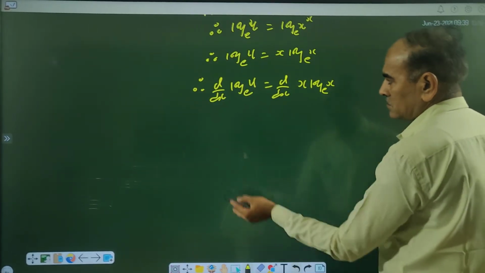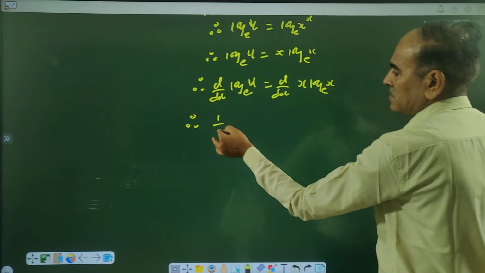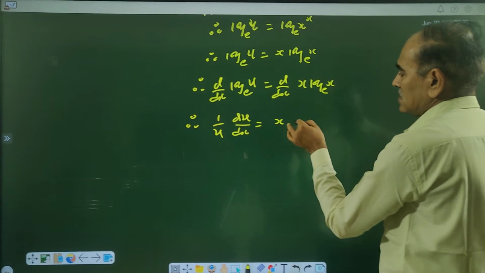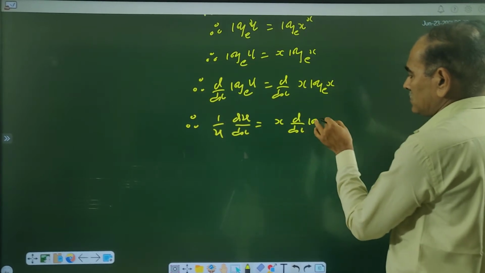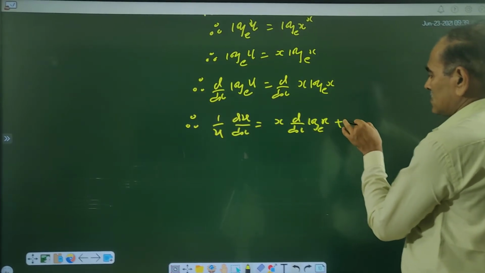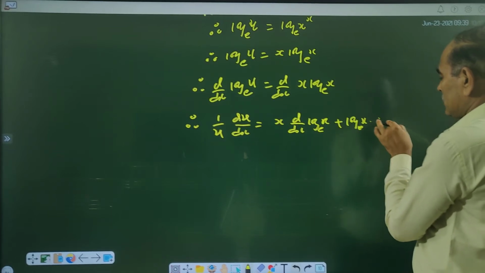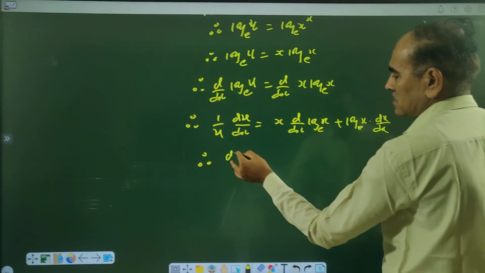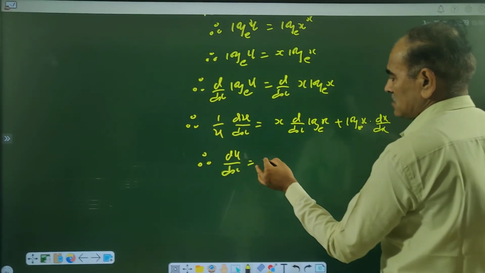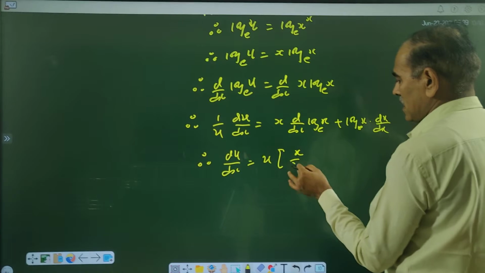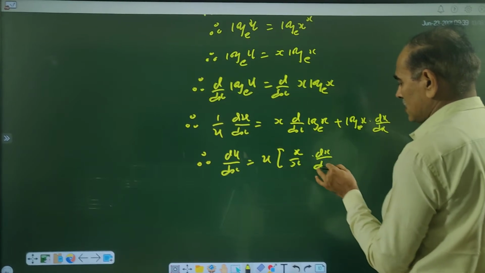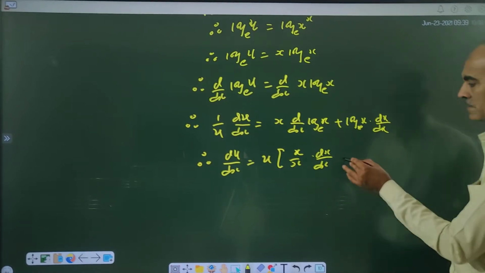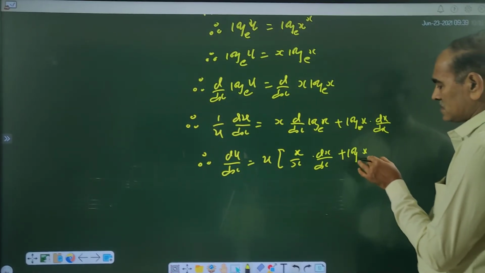So what is d by dx of log something? It is 1 by something into d by dx of that something. Second one is its derivative, first one is its derivative. So what we get, du by dx is equal to u into (x by x) into d by dx of log x, plus 1 by some function into d by dx of that function into log x base e.